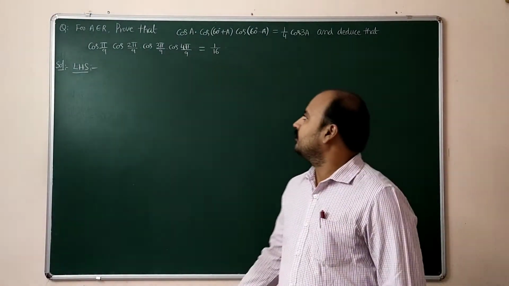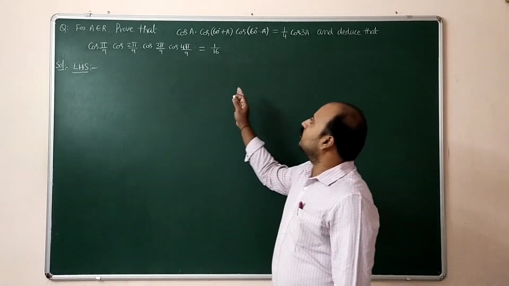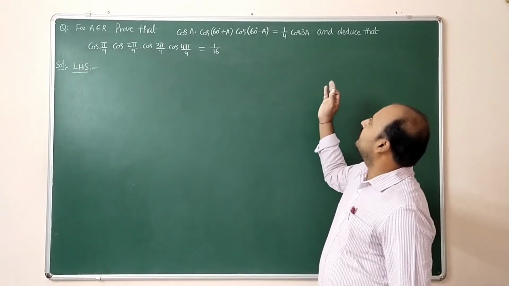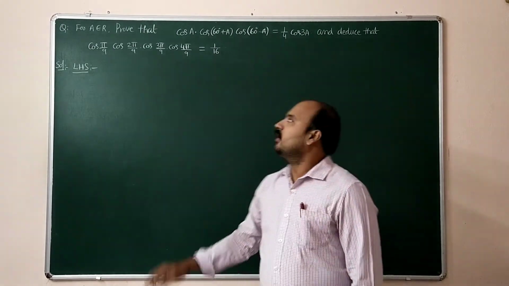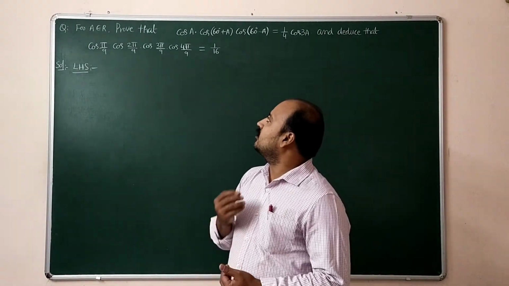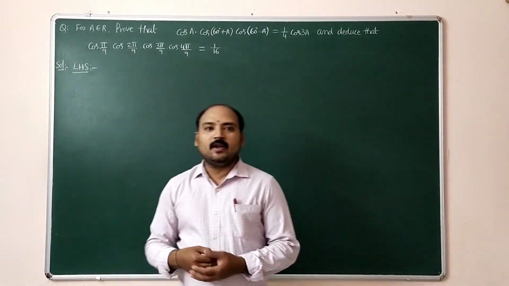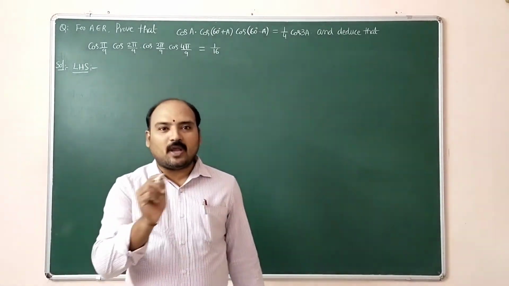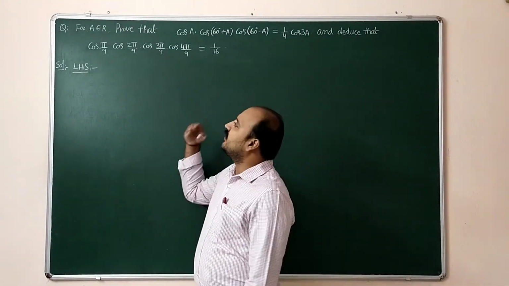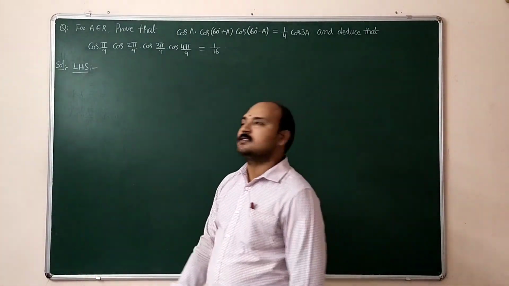The next question. For A belongs to R, prove that cos A into cos(60 plus A) into cos(60 minus A) equals 1 by 4 into cos 3A, and hence deduce that cos pi by 9, cos 2 pi by 9, cos 3 pi by 9, cos 4 pi by 9. It is not new one. Pi by 9 means what? Pi means 180. 180 by 9, it is 20 degrees only. Like the previous problem in terms of degrees, now it is given in terms of radians.